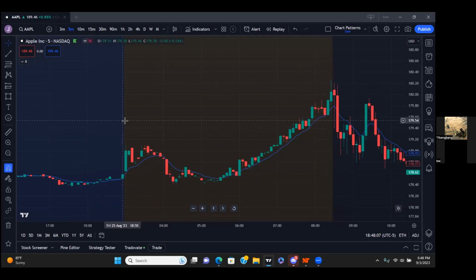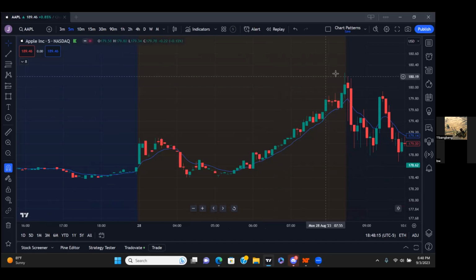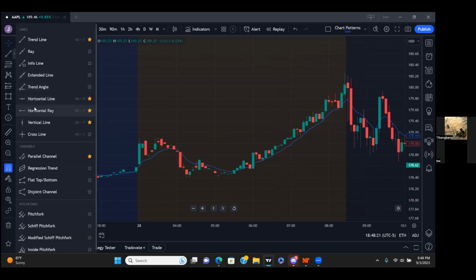No, just the highest point of it. The highest point of the whole zone. Yeah, the highest point of the whole zone, but up here. Yep, I'm going to mark that out. Now, you do the ray or the horizontal line? Horizontal ray.